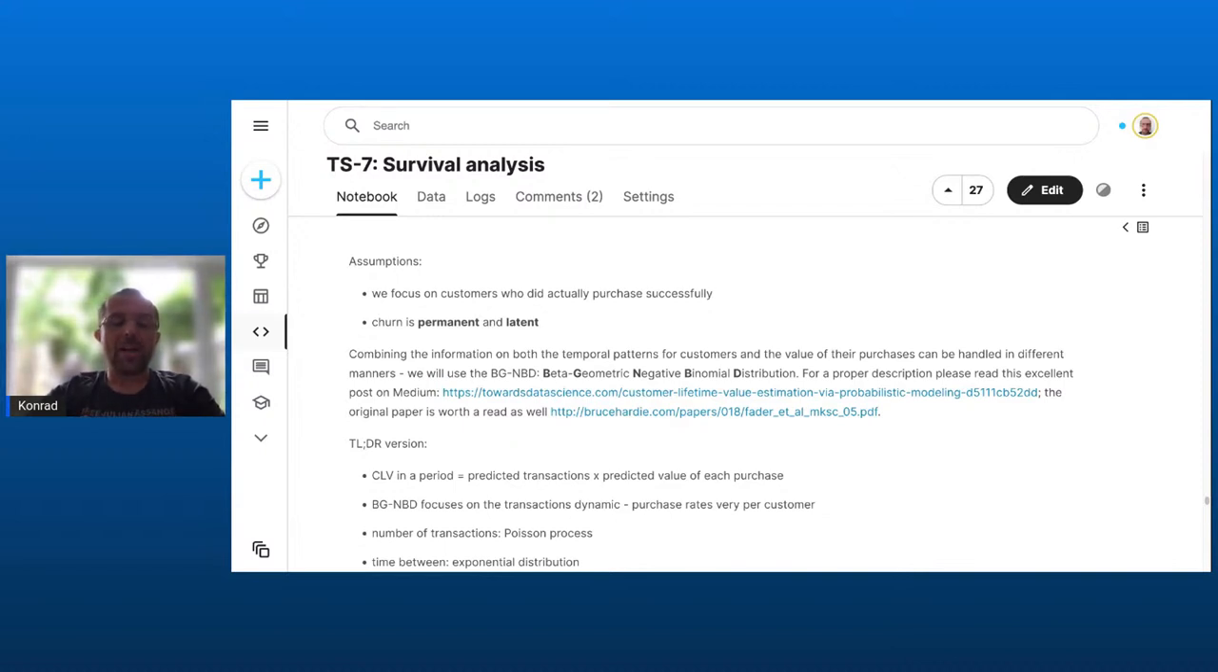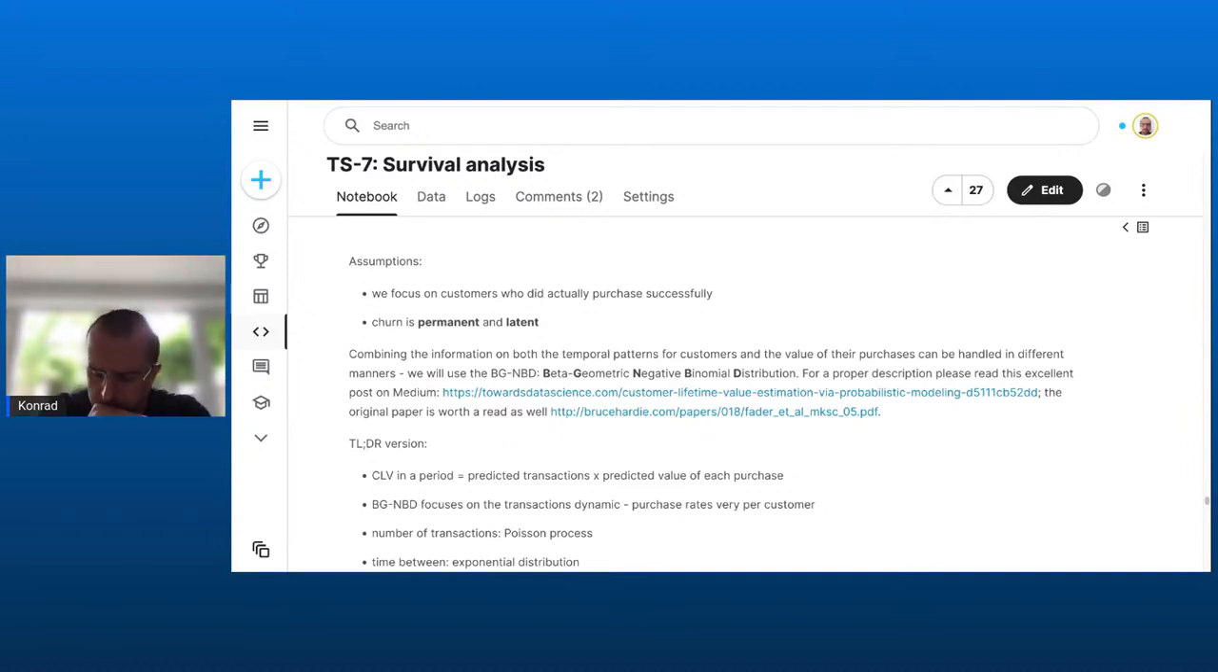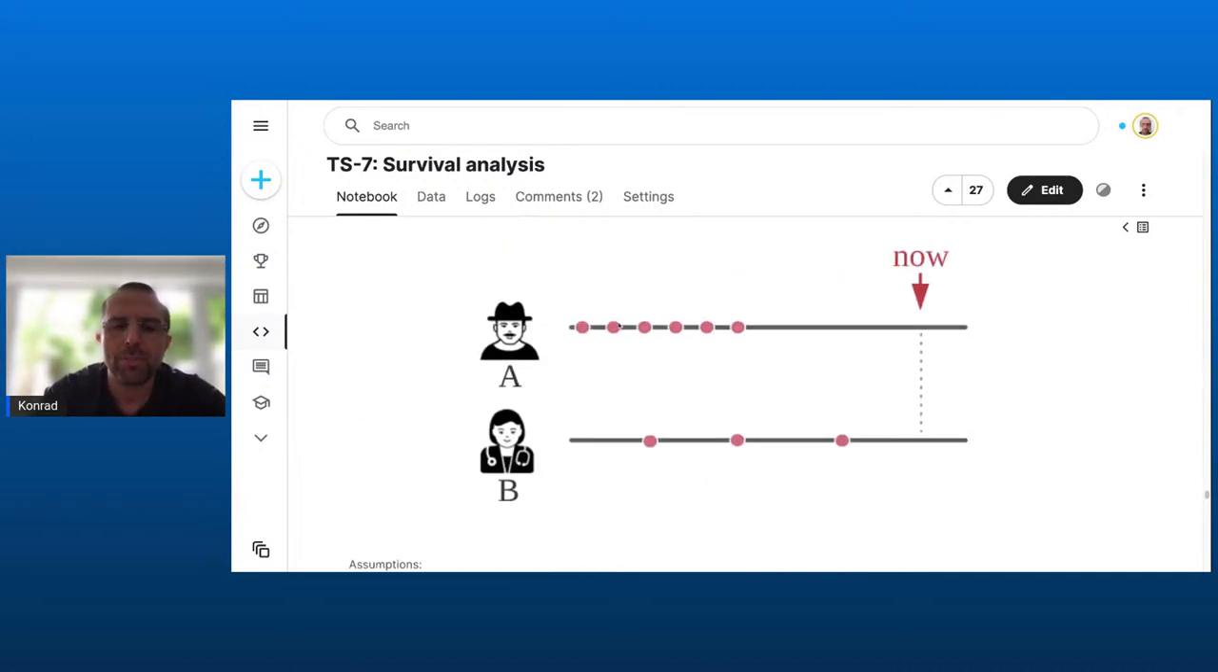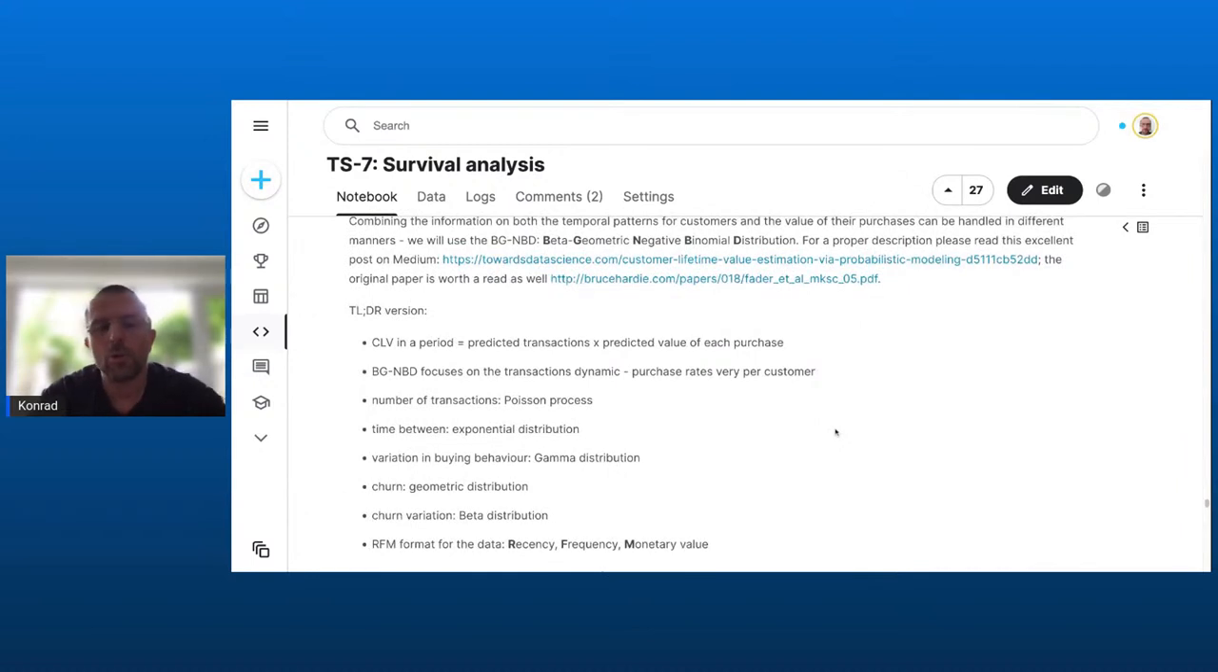What we can do is aggregate this information to look at the patterns for each customer and the value associated with this pattern. A popular model, despite a pretty horrible acronym, is the beta geometric negative binomial distribution. That refers to the distribution of the waiting times between purchases per customer, because we assume that their temporal patterns vary, and the values, how much they actually purchase. This guy is probably shopping a little less since he's so frequent, and this lady who's less frequent is likely to be buying a little more. Or maybe the other way around. We don't know, but it's reasonable to assume that they are different.